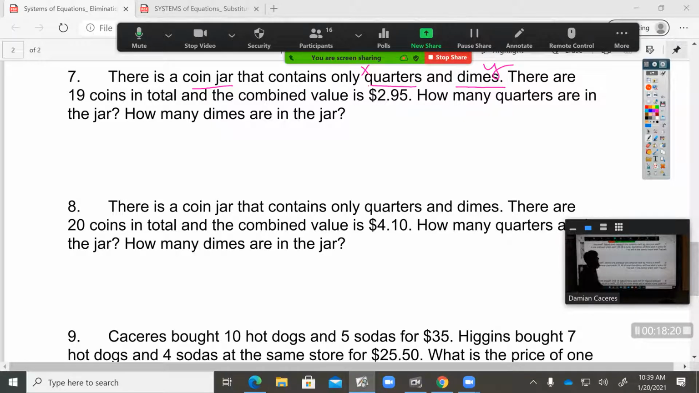So now we know that there are 19 coins in total. So that is a total. That goes on one side of the equal sign. Now that is the total amount of coins. There's only two types of coins, X and Y. So that's our first equation. X plus Y equals 19.